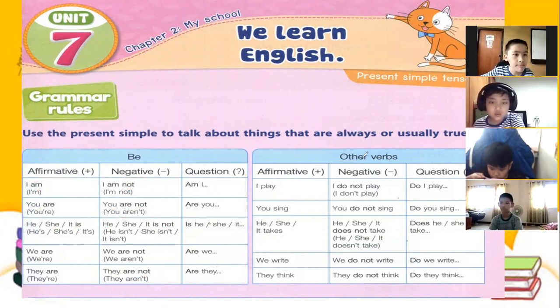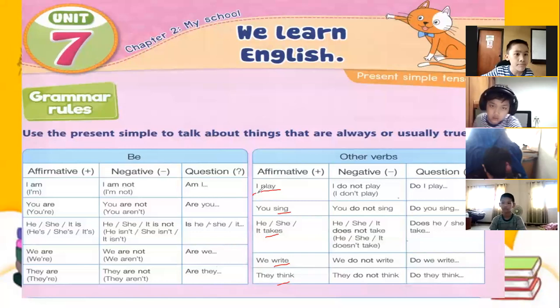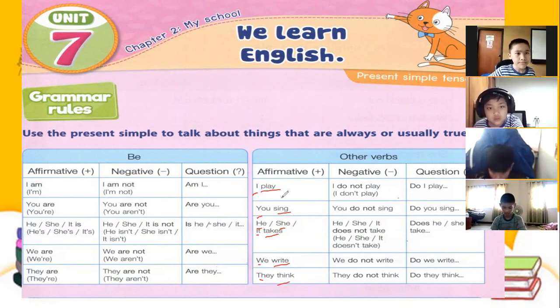All right, so other verbs, here we have play, sing, talk, write, think. These are like having subjects I, you, he, she, it, we, they. These are all subjects, right? The subject is the doer who is doing. And the other verbs are the action. So for example, an affirmative sentence in the positive sense, if you would like to make: I play.